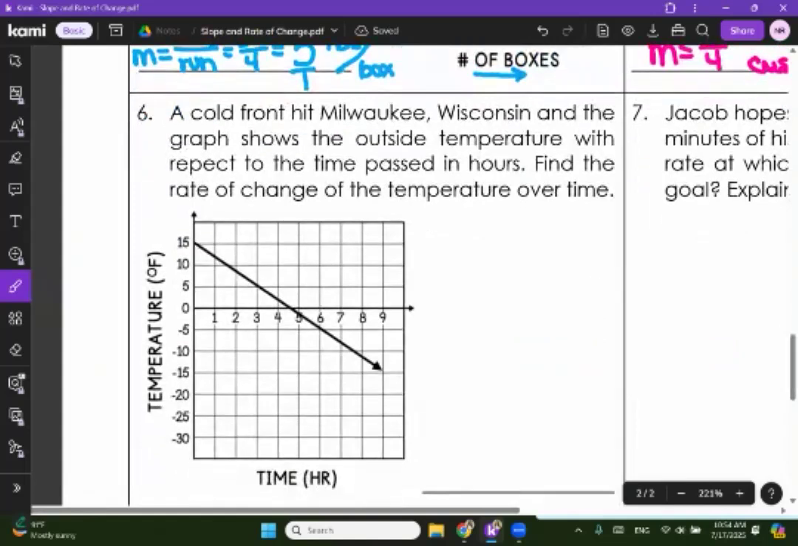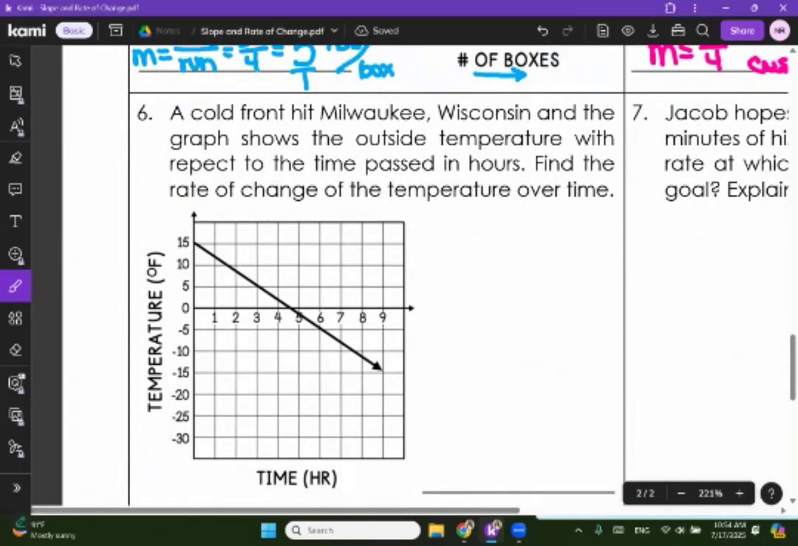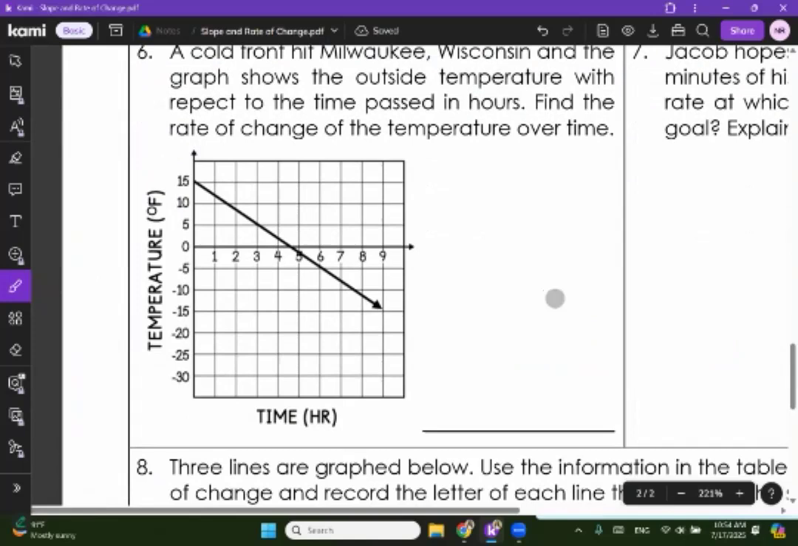Number 6, a cold front hit Milwaukee, Wisconsin, and the graph shows the outside temperature with respect to the time past in hours. Find the keyword, find the rate of change. Okay, so let's find two good points that we can use. We are provided a graph, so we use the rise over run method.